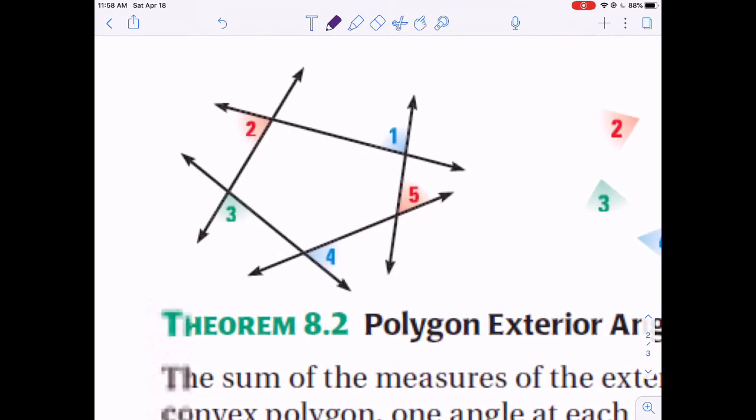I'm going to mark the interior angles for you. This is the interior angle here. These are the interior angles. That's what we just did on the last notes. Now the exterior angles are going to be these over here.